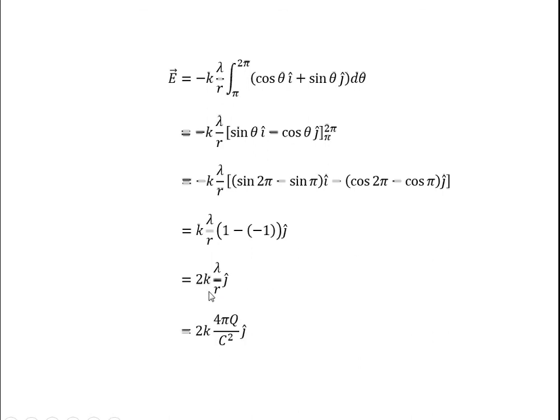But lambda over r was the expression that we solved a minute ago. That's equal to 4 pi q over c squared. And if we substitute in all of our values, this ends up being about negative 2.553 times 10 to the 7 newtons per coulomb in the j direction, or because it's negative, really the electric field vector is pointing down.